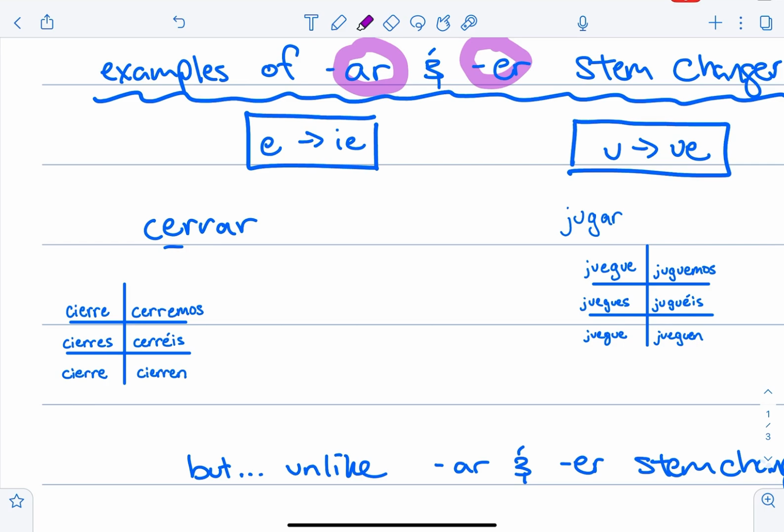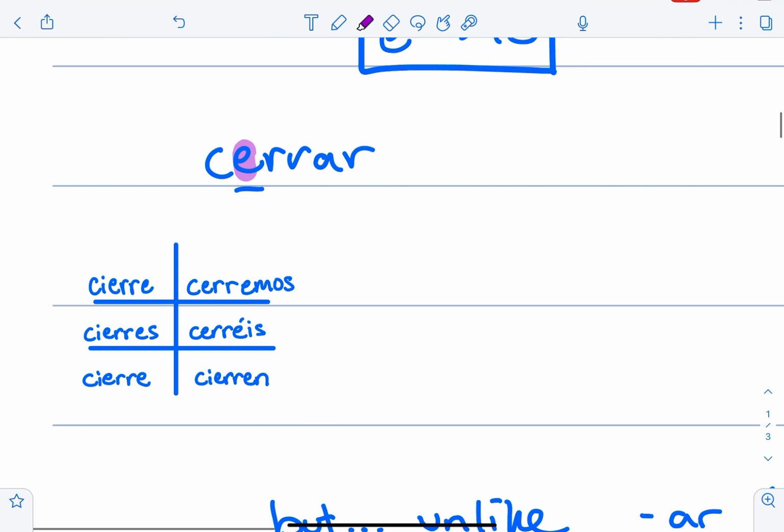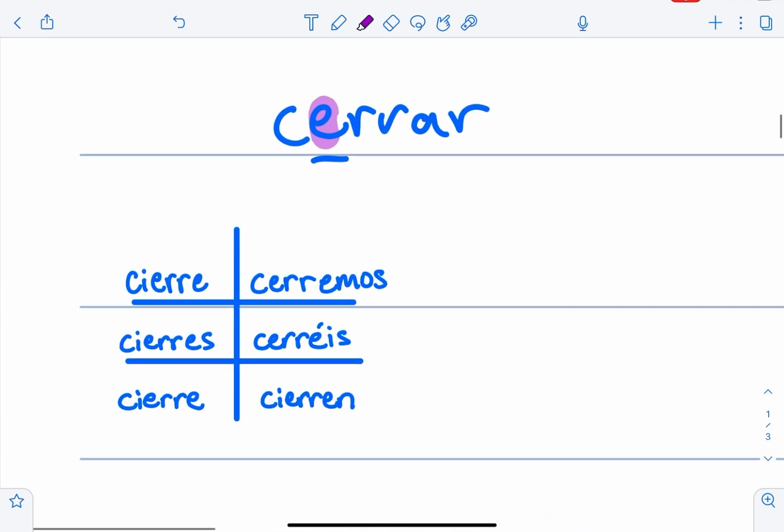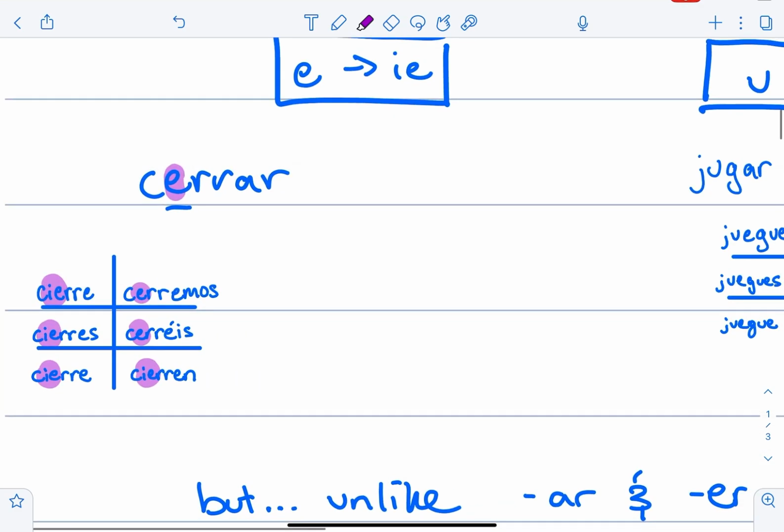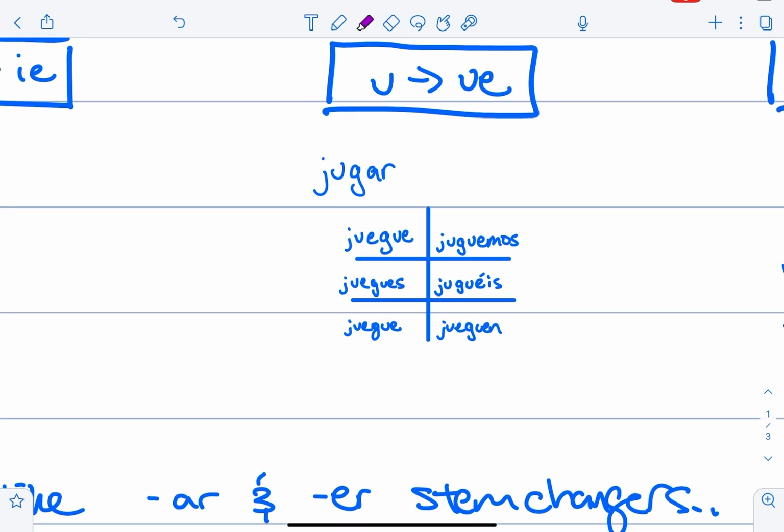Here's an E to an IE stem changer, cerrar, which means to close. So the E goes to IE inside of the boot, and it does not change outside of the boot. Here's an example of a U to a UE stem changer. Jugar, which means to play. U goes to UE inside of the boot and stays as a U outside of the boot.